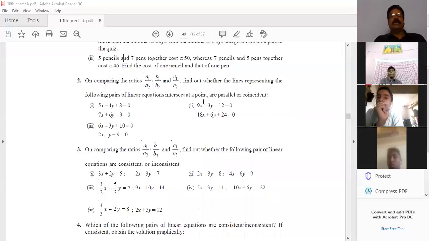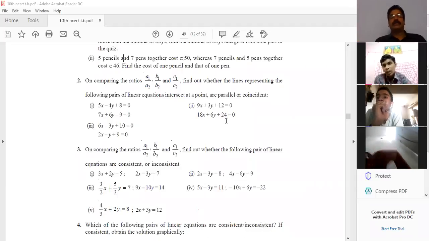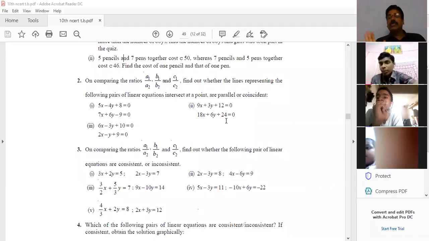Coming to the second bit, you see. First ratio 9 by 18, second ratio 3 by 6, third ratio 12 by 24. All are 1 by 2 only. Equal: A1 by A2 equal to B1 by B2 equal to C1 by C2. Then what can you say? Graphical representation, sorry, is coincident lines.